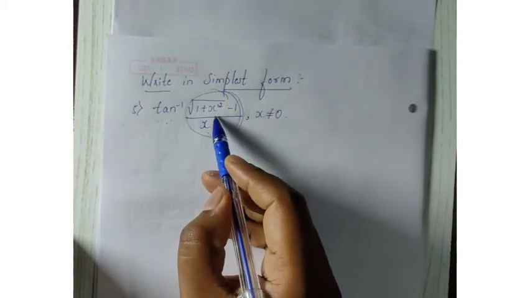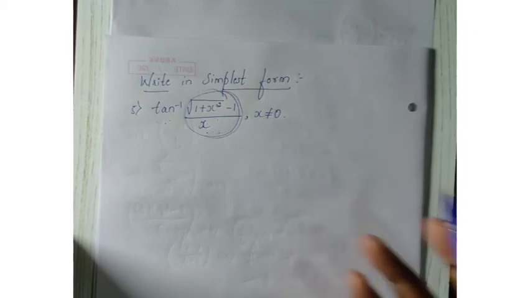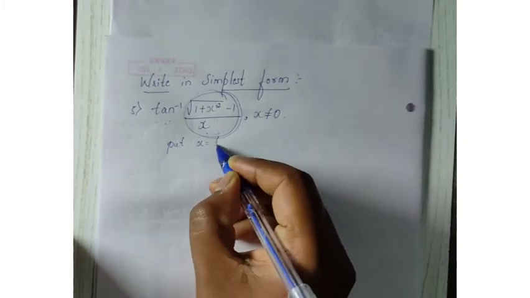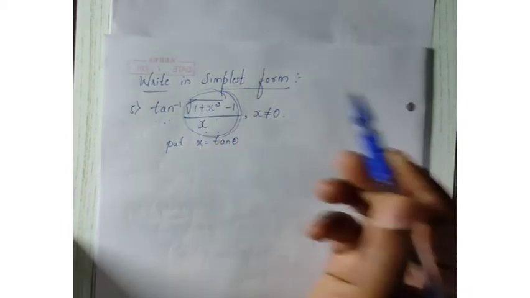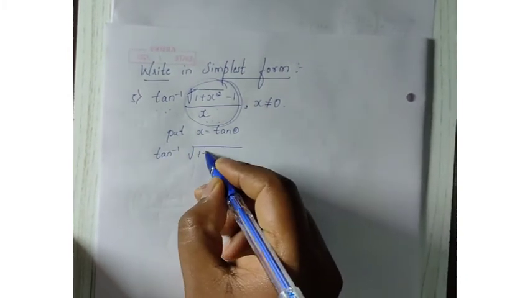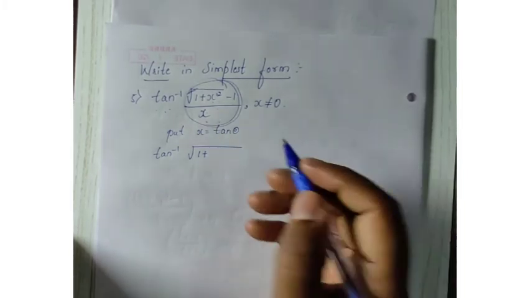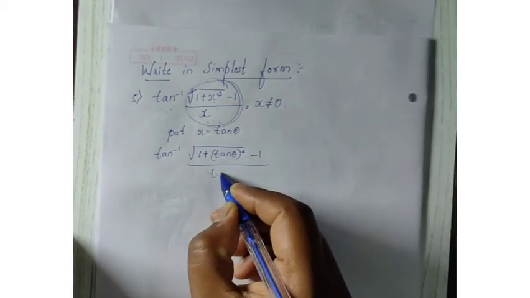So here, before solving this part, we need to put some value for x. So what will be the value of x? Whatever value you choose for x should help to remove the square root of this. According to the problem, you need to put x values. So here I'll put x as tan theta. Why is it so? It is only to cancel out the square root. Okay, fine. Let us see how it is so. So tan inverse root 1 plus, instead of x we have considered tan theta, right? So this will be tan theta whole square minus 1 divided by tan theta.